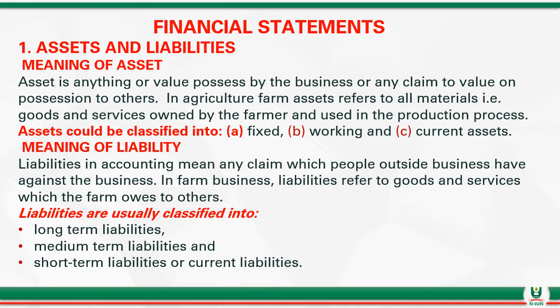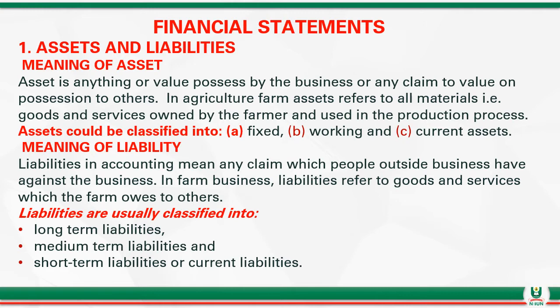So, the financial statement. Meaning of assets: we have to look at assets and liabilities. What is an asset? An asset is anything of value possessed by the business or any claim to value on possession by others. That is an asset. In agricultural farms, assets refer to all materials, that is goods and services, owned by the farmer and used in the production processes. Assets could be classified into the following: fixed assets, working assets, and current assets.